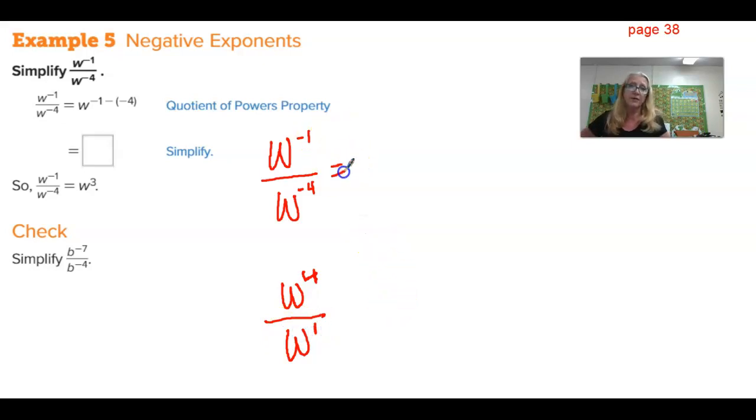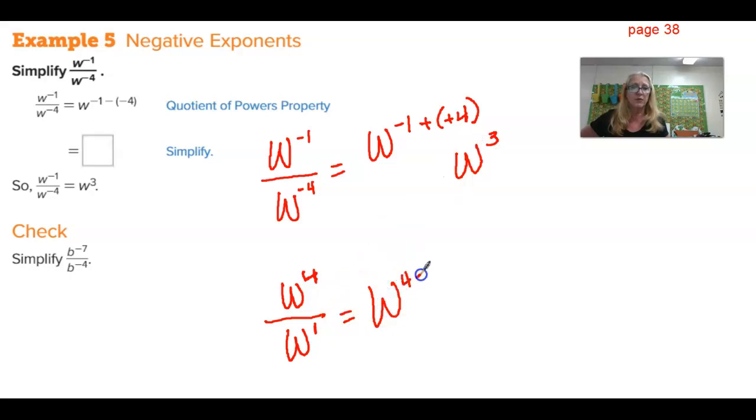Or you can do it their way, where you go w to the negative 1 minus negative 4, and then you have to keep, change, change, and you would get w to the 3rd. But isn't that what you get over here? w to the 4 minus 1 is w to the 3rd. My way's pretty easy. Yeah, I think my way's easier. I like mine too. Especially if the top and the bottom are both negative. See, these two, just swap them. All right, put the 4th on top and the 7th on the bottom.